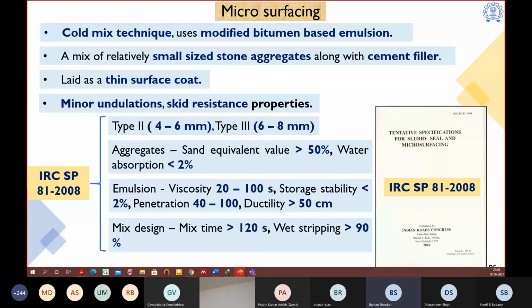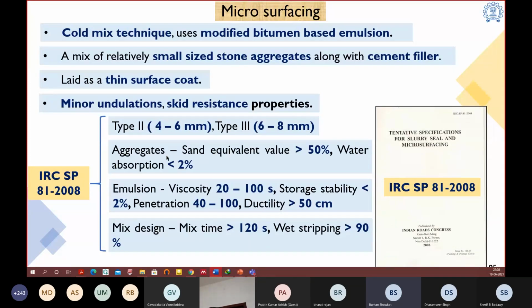So as far as IRC SP 81 is concerned, these are some of the major points that we have taken from IRC SP 81 on microsurfacing, such as we are using type 2 and type 3 microsurfacing, which comprises 4 to 6 mm thick and 6 to 8 mm thick. Additionally, we also have specifications for the aggregates, the emulsions, and mix design. They are very detailed in IRC SP 81, although only some of these properties have been projected here.